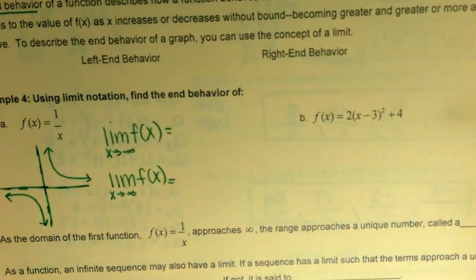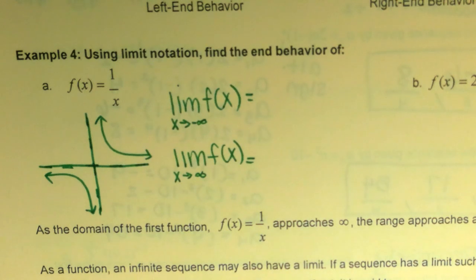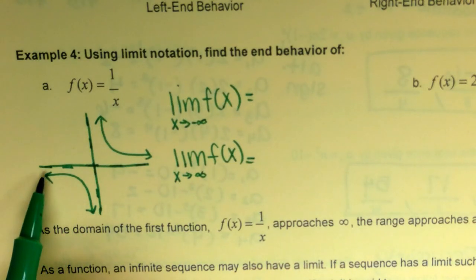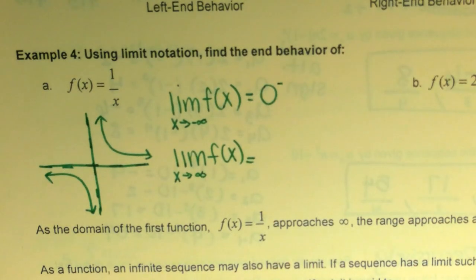Let me zoom into that for y'all. What's happening as this graph goes to the left? Look at your left arrow. What's happening? Say it again. Nope, as it's going to the left, what is it doing? It's getting closer and closer to what? 0 from the bottom. So I write 0 negative.